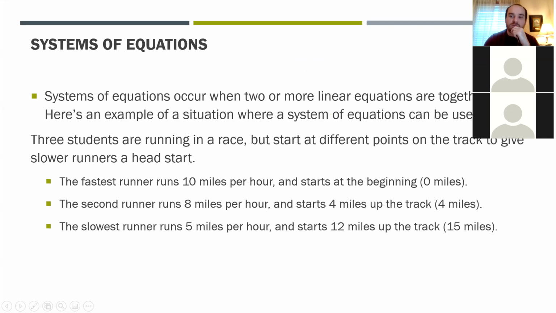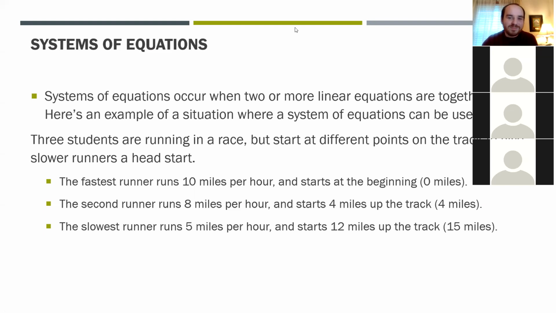So we've got 3 students running in a race. Who should I pick on for this? Who's really fast? Anybody? Me. Okay, Brennan, you're our fast runner. Who's kind of fast? All right, Pamela, you're our second runner. And who's really slow? Me. All right, Todd, you're our third runner.